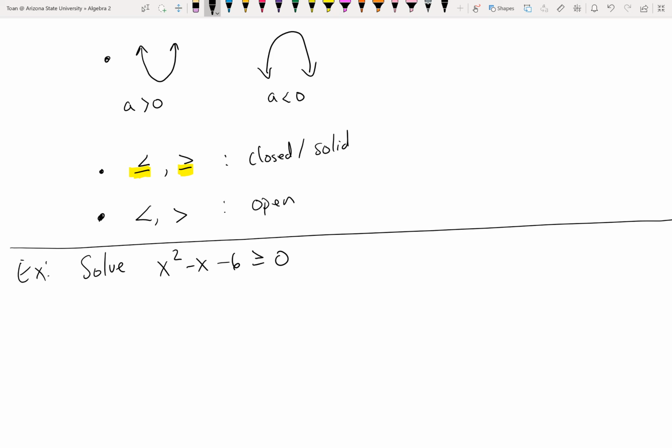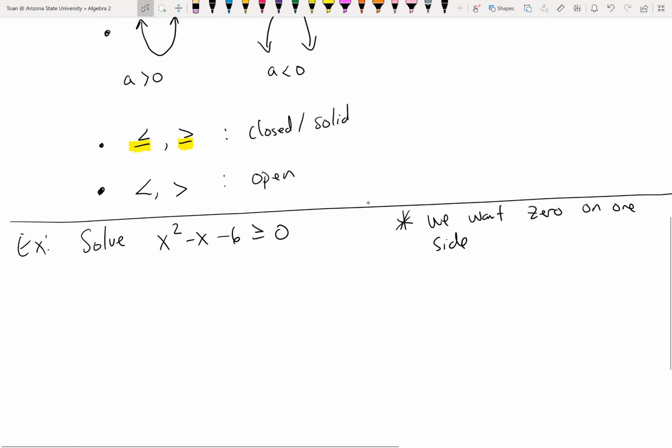When it comes to solving quadratics, this is what we want. I don't care if it's an equation or an inequality. We want 0 on one side, which we have here, right? So that's good. Next, in order to solve this, we're going to pretend that it's an equal sign, right? So we're going to pretend it's x squared minus x minus 6 equals 0. This is what you have to solve.